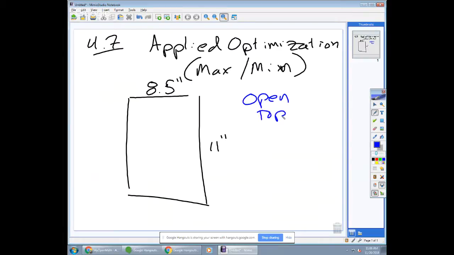Open top box. To do that, we're going to make folds down each side. And the length that you choose to fold by here and here, we're just going to call that X. And when we fold it, that's going to go up, and we're going to get a box with no top, right? Okay.